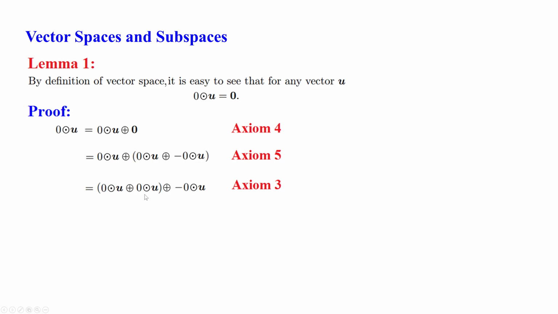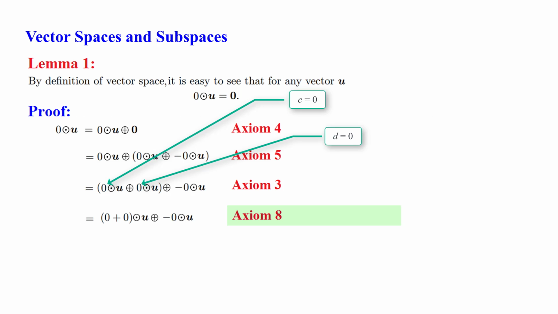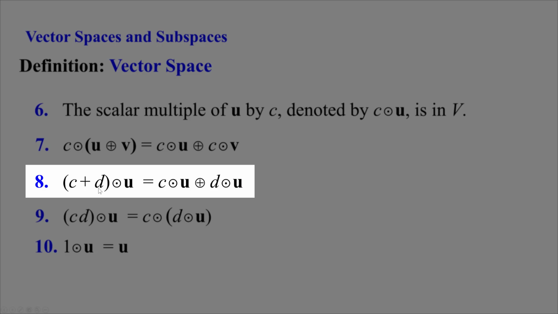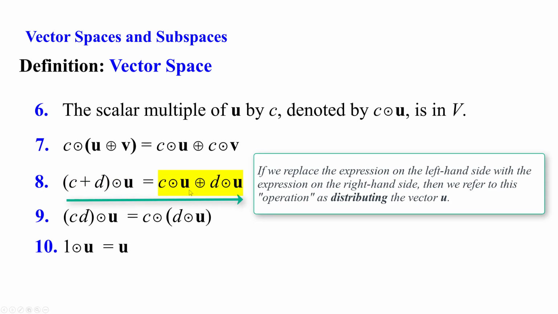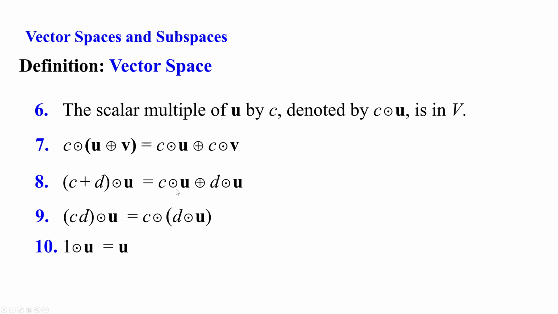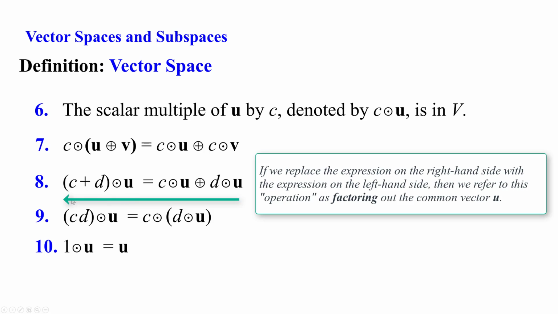We can use the distributive law, which is axiom 8. When you think of it this way, it's distributive, but when you look at it as being applied here, it's factoring. If you go from the left-hand side to the right, the scalar addition distributes over the scalar multiplication. You could also look at it from the right-hand side to the left: in this vector sum, you have a common factor of u, and you could factor out the u. So reading it from right to left, it's factoring.